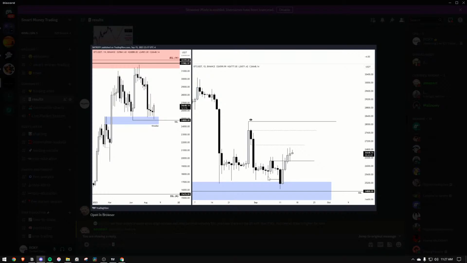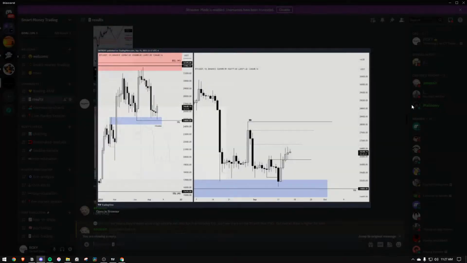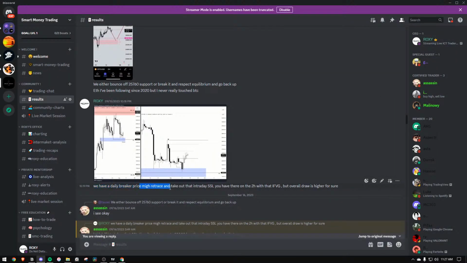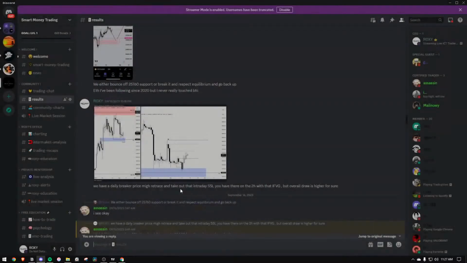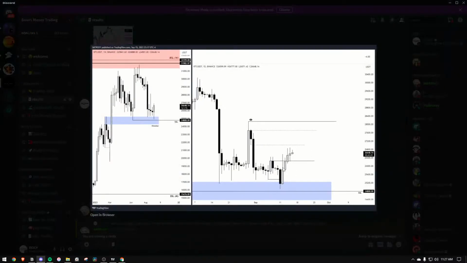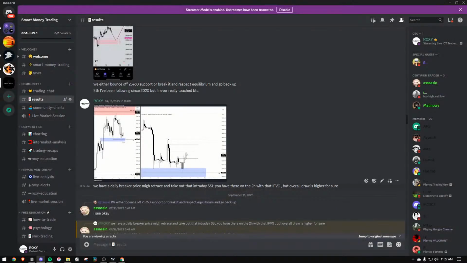We have a breaker here. Call the breaker out. Call this a balance price range high, rejection block, and then the ultimate high, buy side liquidity, where my drawn liquidity was. Again, we have a daily breaker. Price might retrace to a 2-hour sell side imbalance in here, and then take out the intraday sell side, which was down here, around here, and then oh yeah, the inverse for like up 2 hour, but overall draw is higher for sure. You see that perfectly.